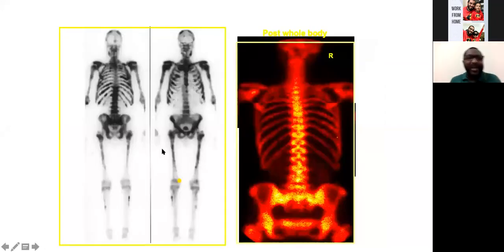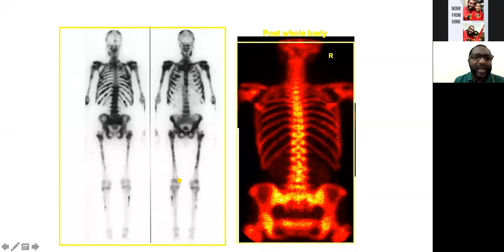Again, this is another example of a super scan. This is a whole body image in anterior and posterior projection. The anterior projection is this, and the posterior projection is this. Look at how beautiful this looks. That is why it is called a beautiful bone scan, because there is homogeneous, intense uptake, intense metastatic infiltration of the bone. So all the radiopharmaceutical is localized within the metastatic region in the skeleton that is involved.